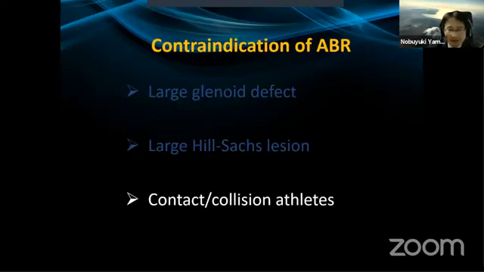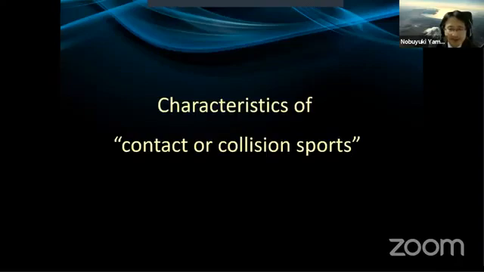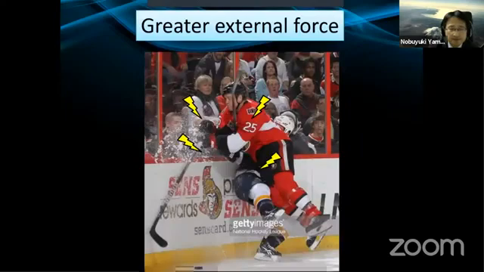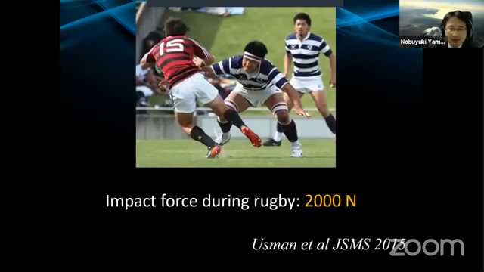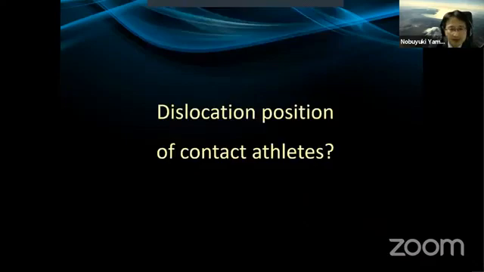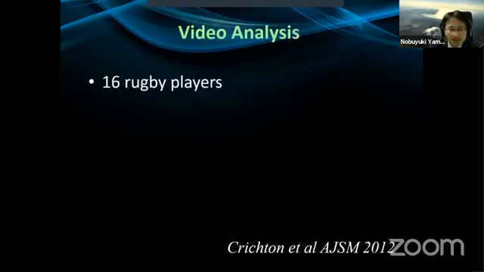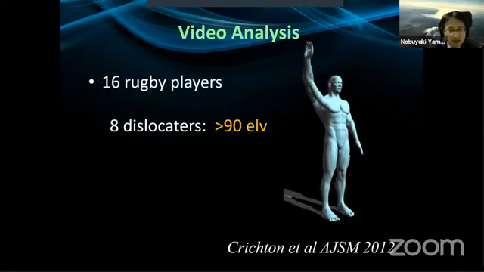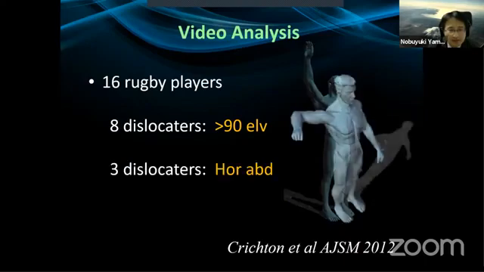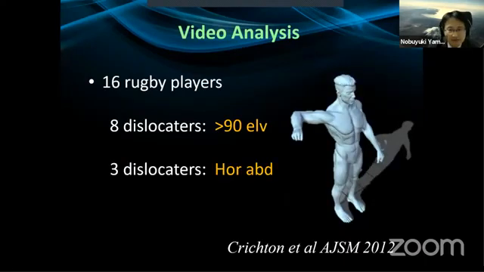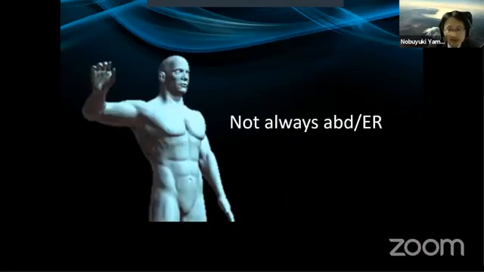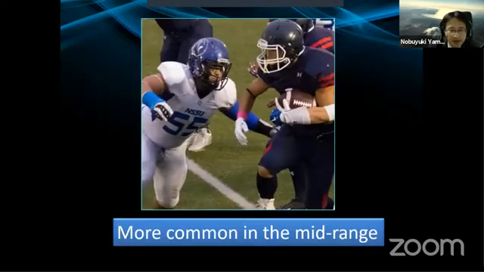So let's talk about the contact collision athlete. What is the characteristic of contact collision sports? Players have greater external force. One biomechanical study reported that the impact force during rugby was 2,000 newtons. What is the dislocation position of the contact athlete? Video analysis using 16 rugby players showed 8 dislocated at more than 90 degrees elevation, and 3 in horizontal abduction. So dislocation positions are not always abduction and external rotation. In fact, it is more common in the mid-range.